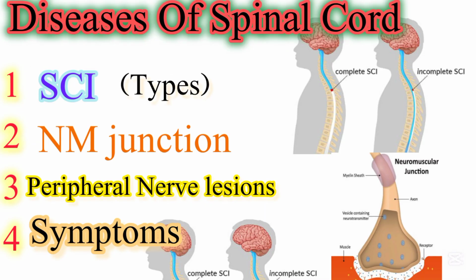Then coming back to our today's topic, which is diseases of spinal cord. Number 1, spinal cord injury and its types. Number 2, neuromuscular junction. Number 3, peripheral nerve lesions. Number 4, its symptoms and its treatment. So let's start the video.